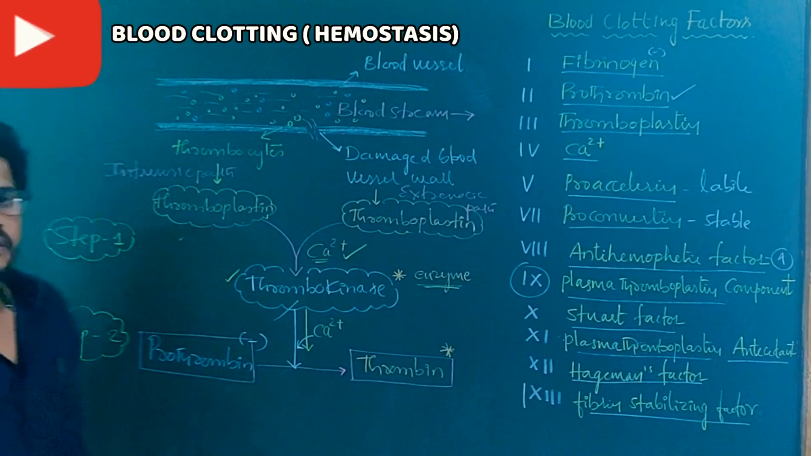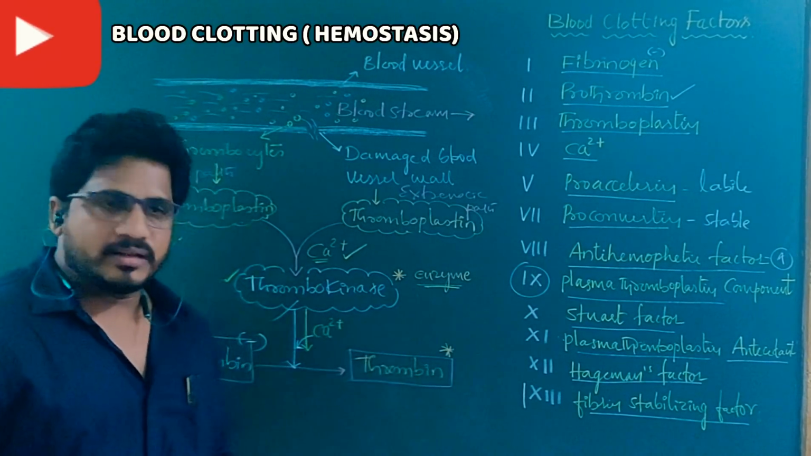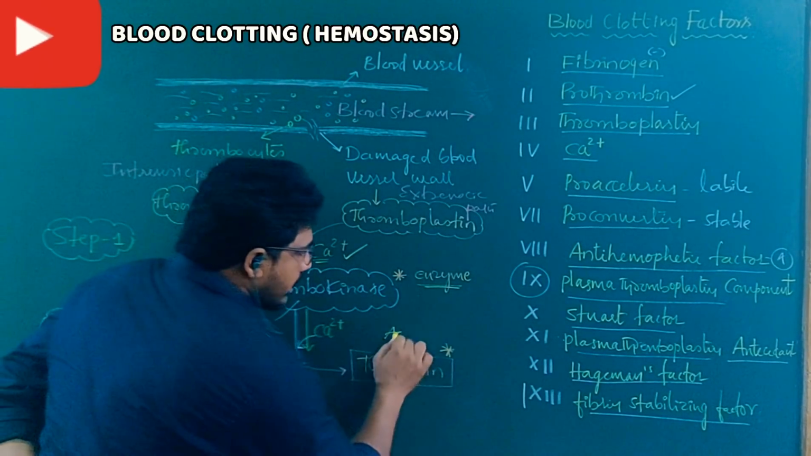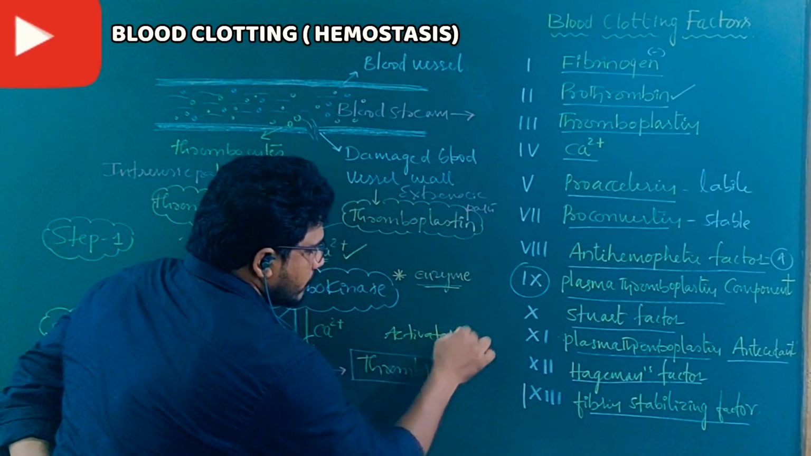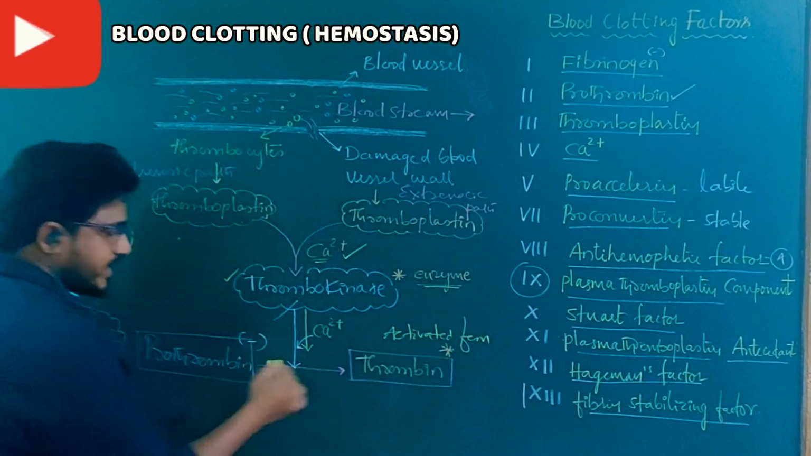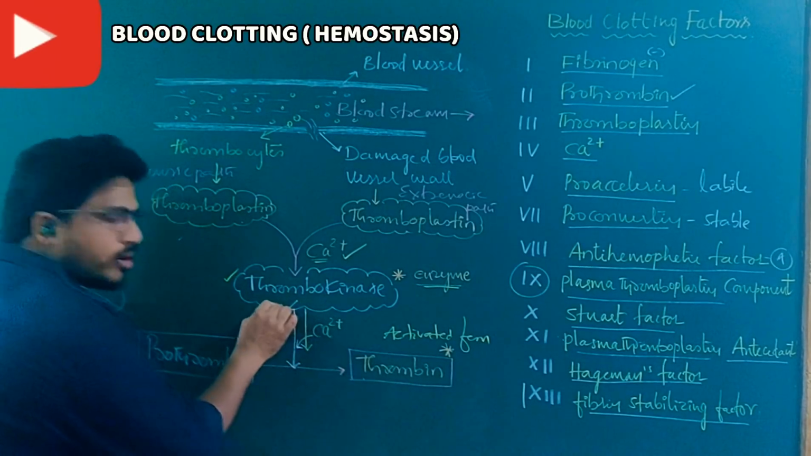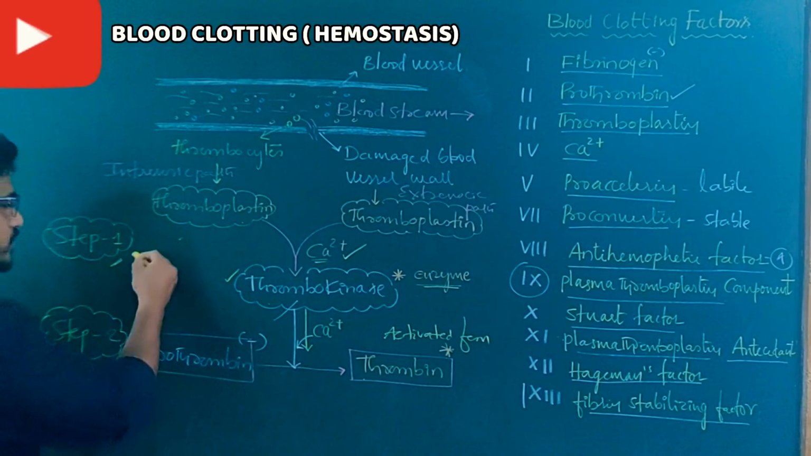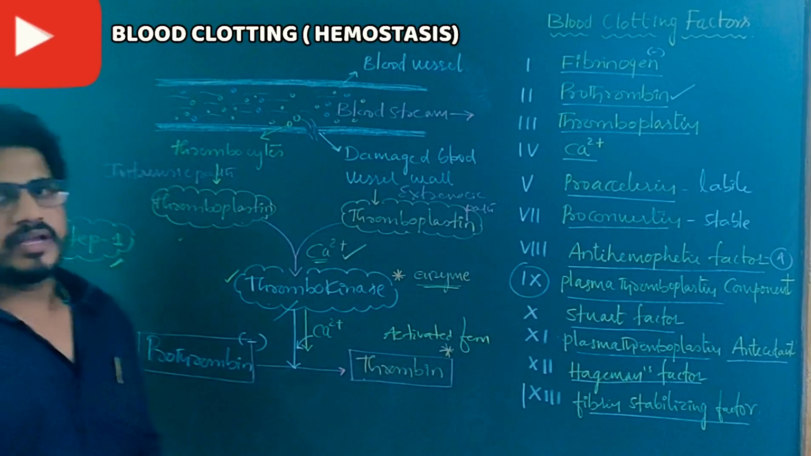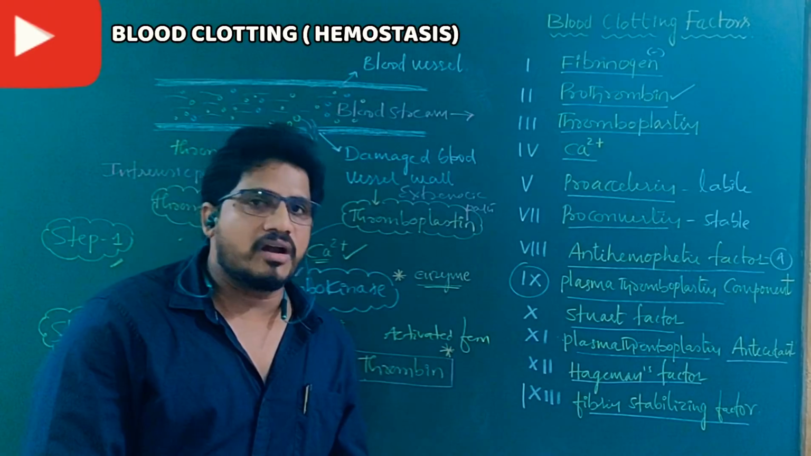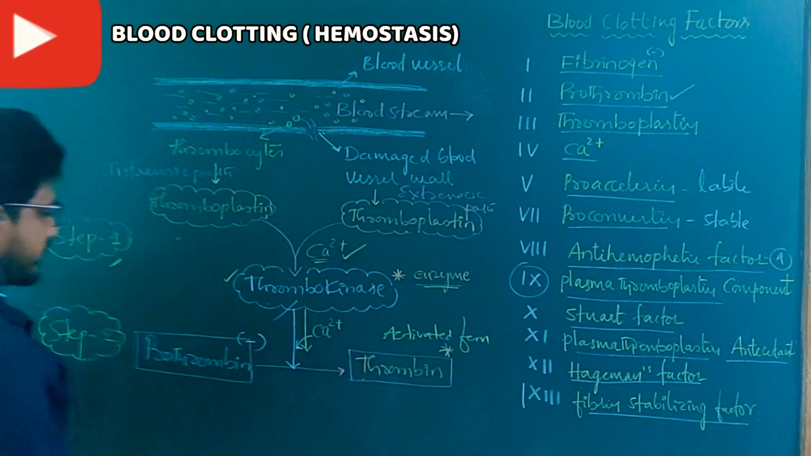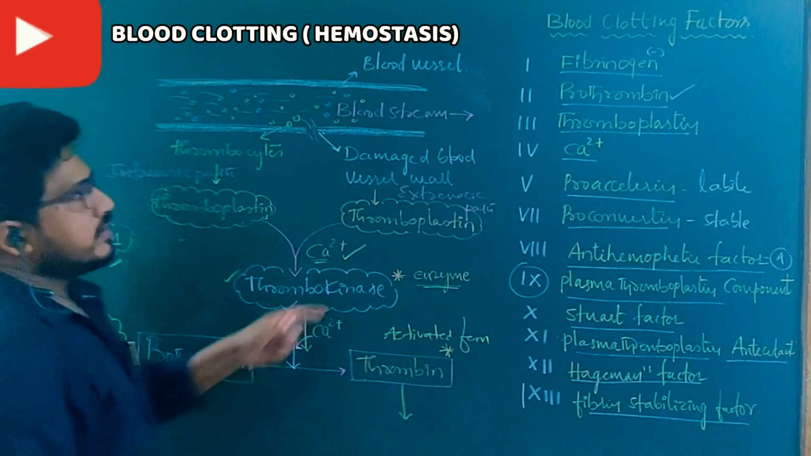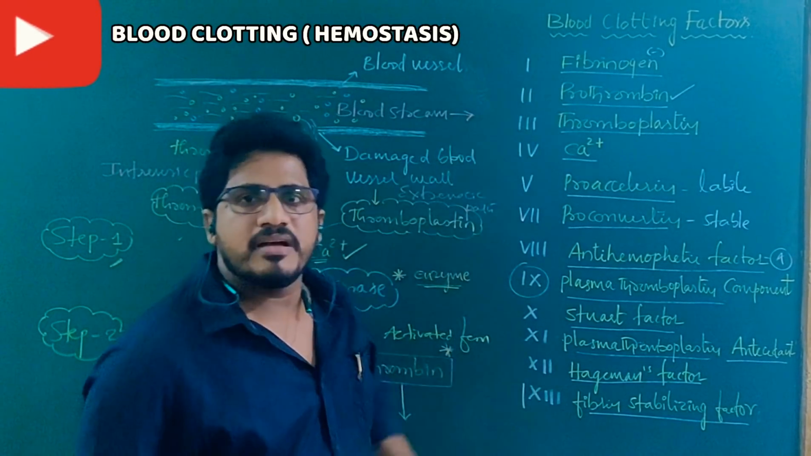In step 2, what happened? Inactive prothrombin protein converts into the activated form called thrombin. So this is the activated form. The second reaction happened because of thrombokinase. Thrombokinase happened because of step 1. So without step 1 there is no step 2. That's why I mentioned all these reactions are called cascade reactions. Next, once this thrombin is formed, in the presence of thrombin, inactive fibrinogen becomes fibrin.